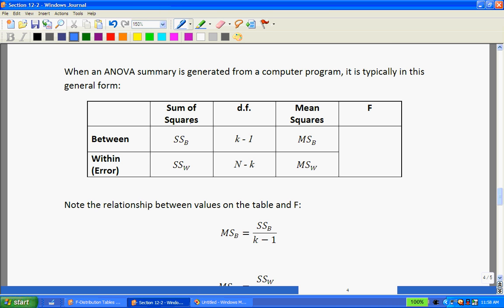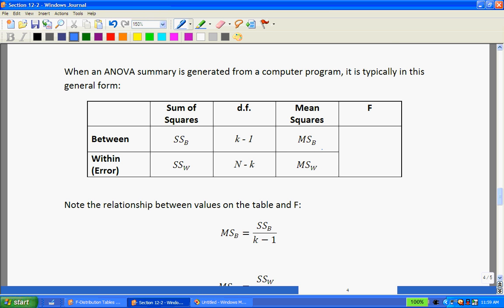So in this first spot, sums of squares between, we have SSB, which is the sums of squares between. Degrees of freedom, K-1, we just learned how to do that. And then mean squares, MSB. And then you have within, which is also referred to as the error in the sample. So sums of squares W, sums of squares within. You'll also see sums of squares E here sometimes, depending on the notation or the book. Degrees of freedom, N minus K, we just talked about that, and then mean squares W.